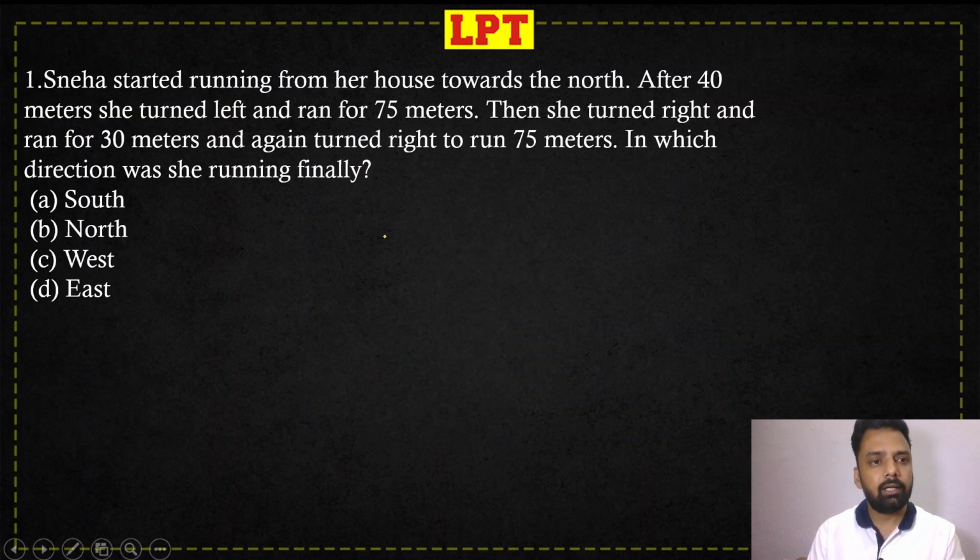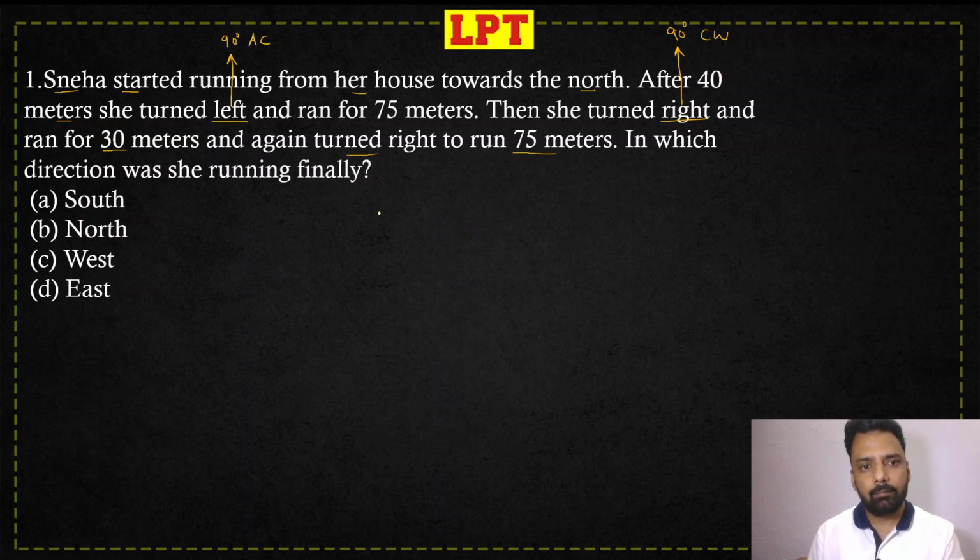So let's start. Here we have the first question. Sneha started running from her house towards the north. After 40 meters, she turned left. Whenever I see a left, I know that it is 90 degree anti-clockwise. And ran for 75 meters. Then she turned right. Whenever I see the word right, I will be turning 90 degree clockwise, and ran for 30 meters and again turned right to run 75 meters. In which direction was she running finally? I need to find out her final direction.